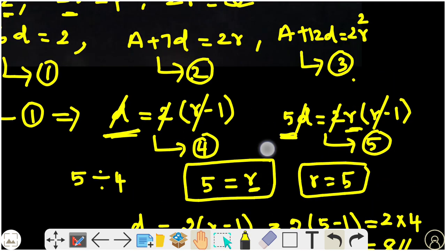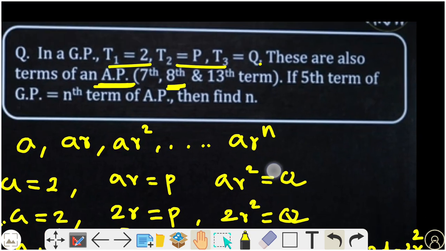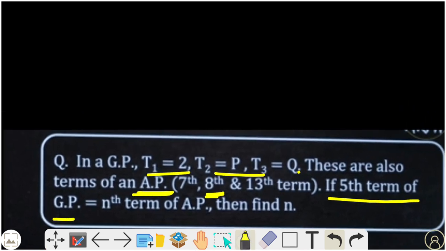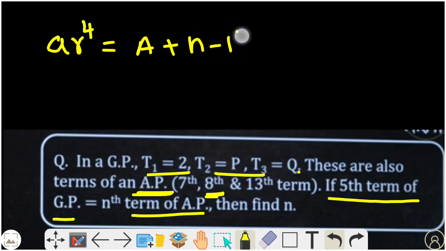Now look at the question. After all these things, they are telling the fifth term of a GP. The fifth term of a GP is a r power 4, which is equal to the nth term of an AP. The nth term of an AP is what? A plus n minus 1 into d. Okay, so using this we have to find n.